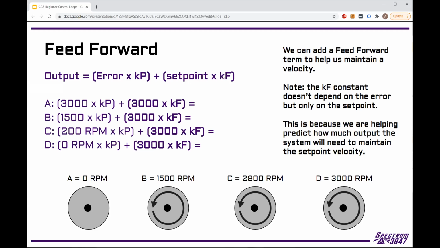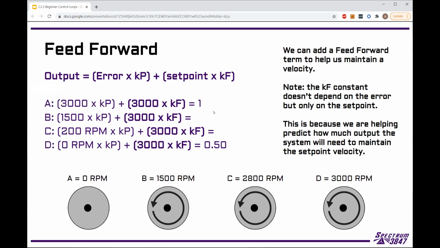And it's basically in our velocity loop and in other loops where this is the same idea, it's there to help maintain that velocity. And we can kind of predict, okay, we know enough about our motors and our system to say at D, we need the motor to have this much output to be able to maintain 3000 RPM. So 3000 times KF will kind of equal that, since this term is going to be 0. We're able to predict that output.